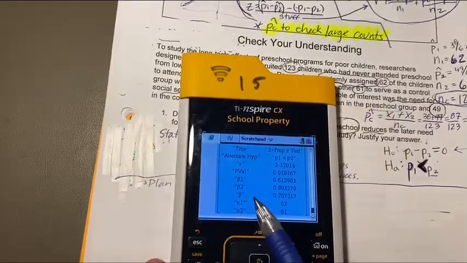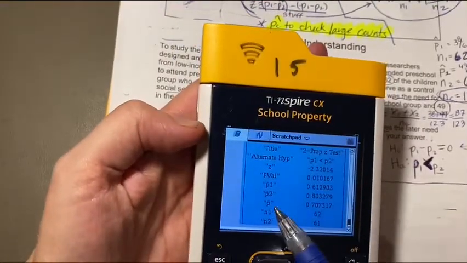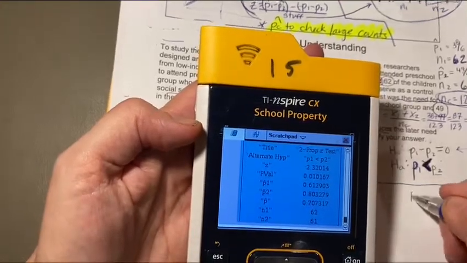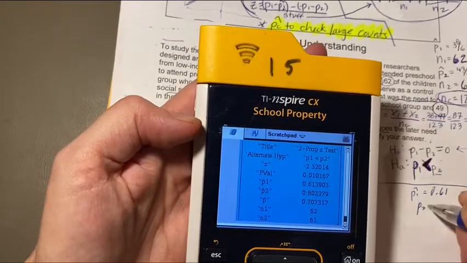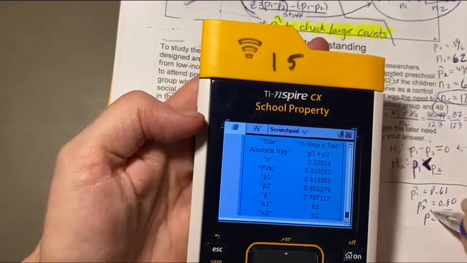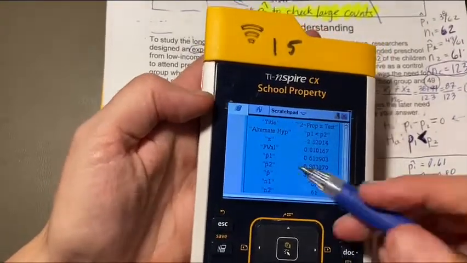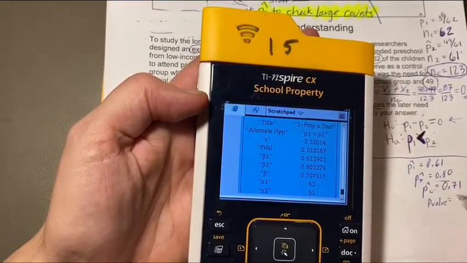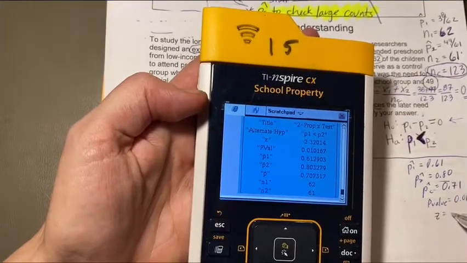So now I've given some meaning to what that regular old p hat is. I've kind of shown you what that regular p hat is. There's p1, p2. So p1 is 0.61. p2 is 0.80. p combined is 0.71. Okay, we already know n1 and n2. So what else do I need to write down before my calculator goes dead? The p-value. Okay, and the z.